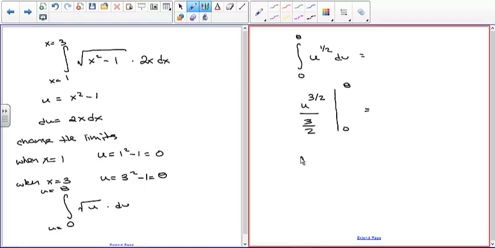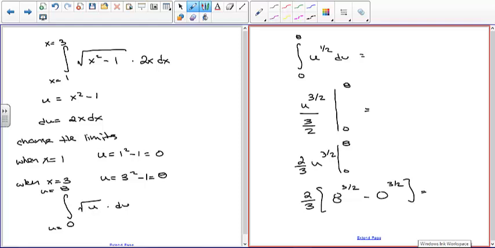Before I plug it in, I'm just going to take the reciprocal of the denominator. So it looks like that. I haven't changed anything. So do the definite integral. I evaluate my function at the upper limit, which is 8, and I subtract the function evaluated at the lower limit, and I get an answer, whatever that is. So I'll plug it in my calculator.